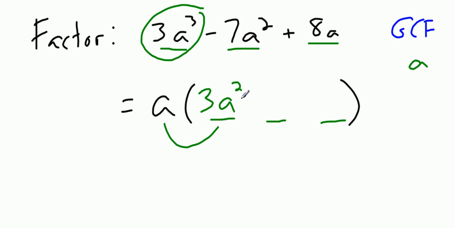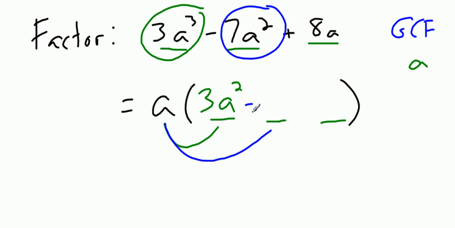So a squared. The next thing we have to do is look at this minus 7a squared and think about what times a would get me back to minus 7a squared. Well, I need a minus 7 for sure. I'm only going to need one a here, because a times a gives me a squared.